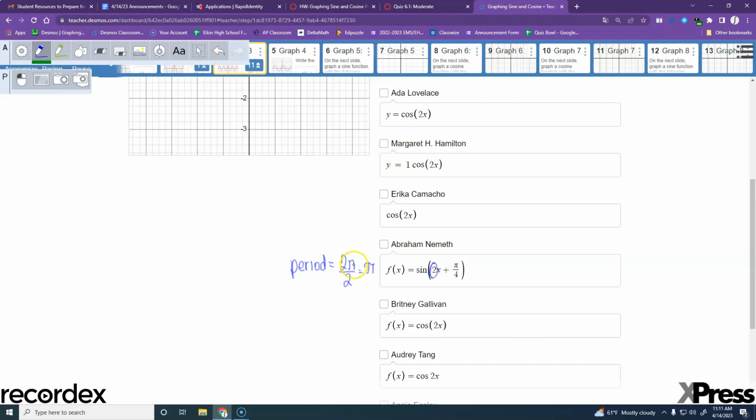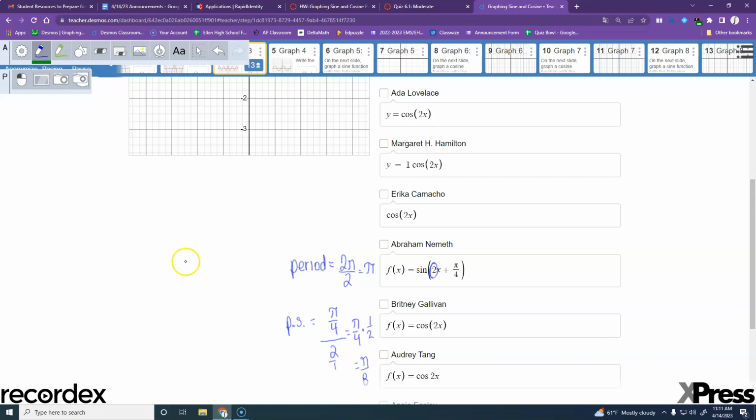So 2 pi divided by 2 would give us pi. So the period is correct. It does not matter whether you're dealing with sine or cosine, the period is going to be the same. The phase shift here would be pi over 4 over 2. So dividing fractions is easy as pi. Flip the second and multiply. You're going to get pi over 8.